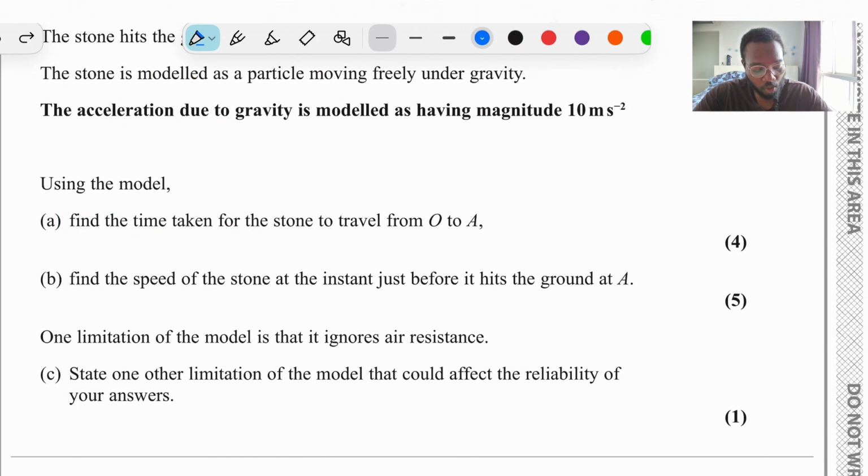For part C, one limitation of the model is that it ignores air resistance. State one other limitation of the model that could affect the reliability of your answers. So these kinds of questions come up a lot, easy ones for markers. There's so many things you can talk about. I'm going to use the same one I always use, and that is the shape and dimension of the stone could affect its motion.